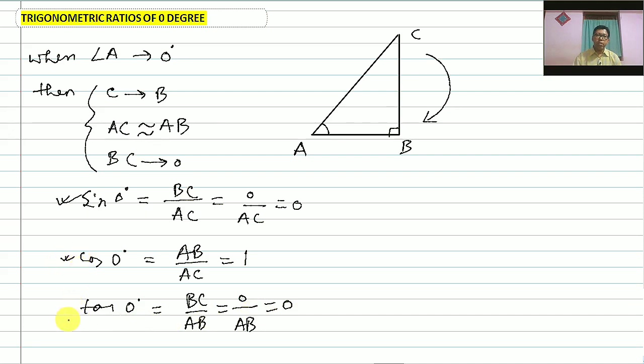So basic trigonometric functions of the 0 degree are found. Sin 0 degree is equal to 0. Cos 0 degree is equal to 1. Tan 0 degree is equal to 0. So reciprocals: cosec 0 degree is equal to 1 upon 0, which means undefined.